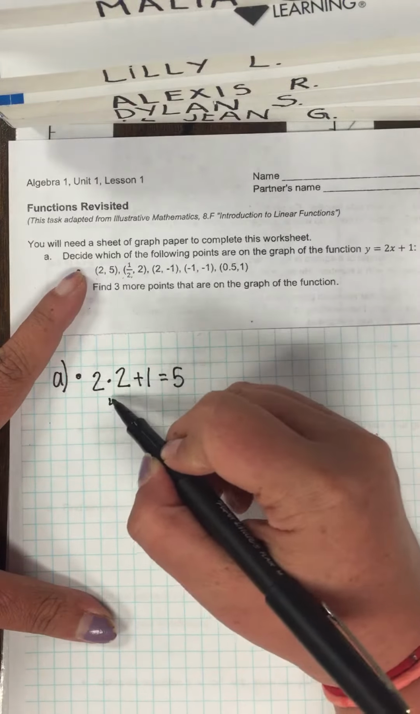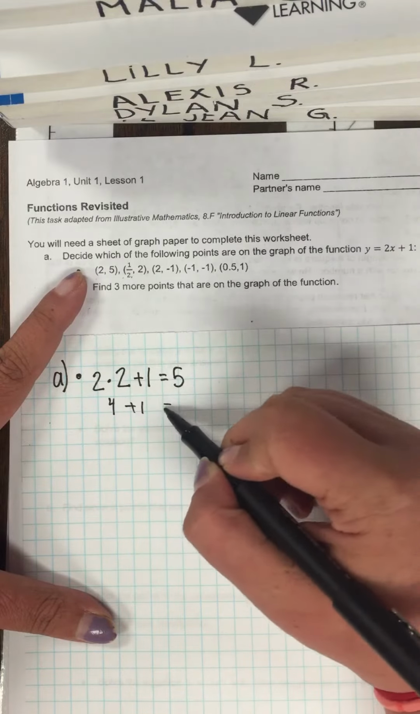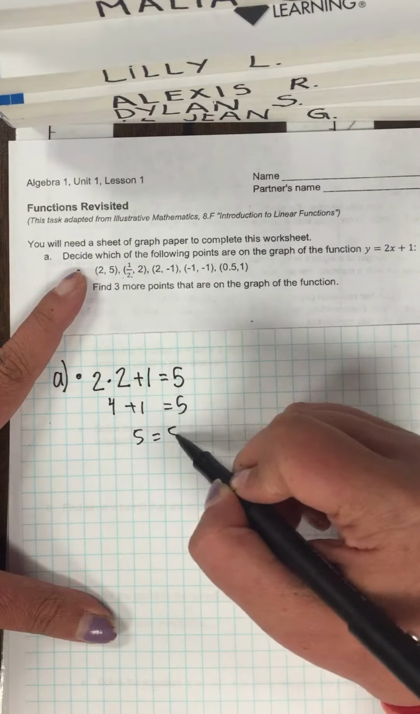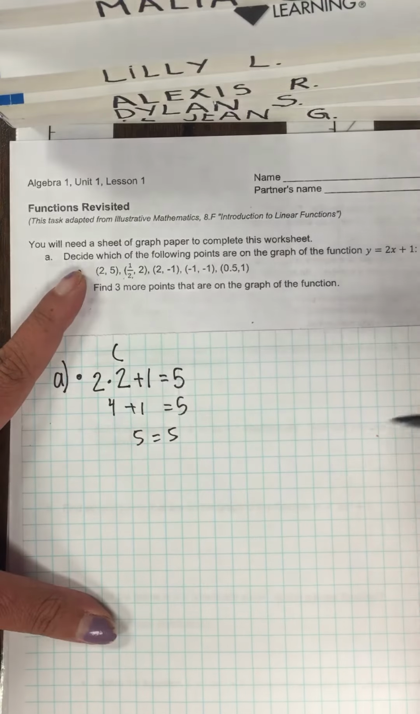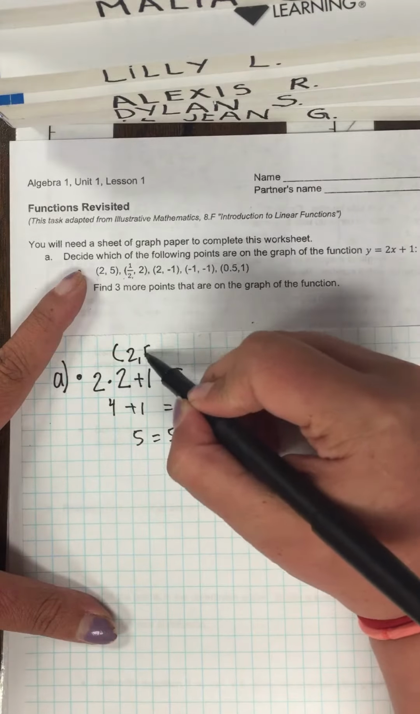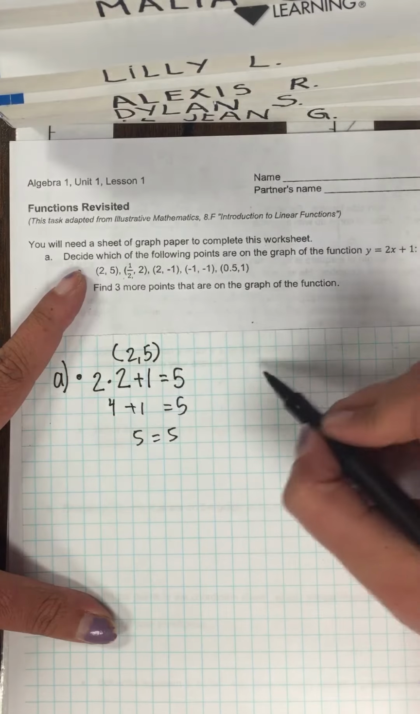We're going to solve to see if the statement is true, to decide if it is on this equation. 2 times 2 is 4. 4 plus 1 is 5. So 5 does equal 5. Our first statement that is a part of the equation is (2, 5). All right, let's try the next one.